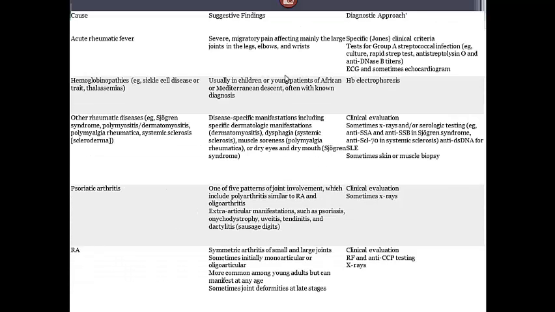Now let's talk about polyarticular. And when you say polyarticular, you mostly think about systemic diseases such as rheumatoid arthritis, scleroderma, lupus, Sjogren disease, etc. Well, let's talk about acute rheumatic fever. Remember, this is a severe migratory pain affecting legs, elbows, wrists, etc. They have tenderness more severe than swelling. They have extra-articular manifestations, and this is the main point of polyarticular diseases.